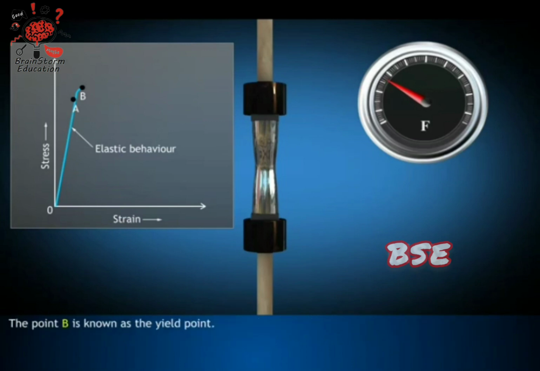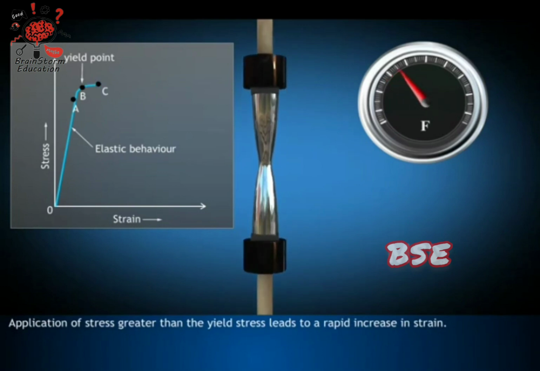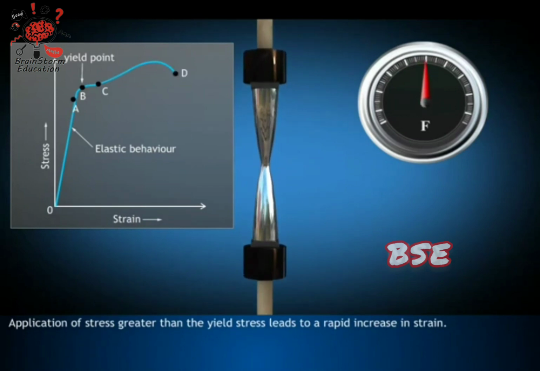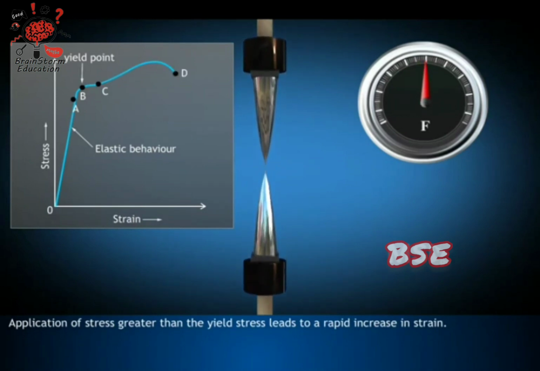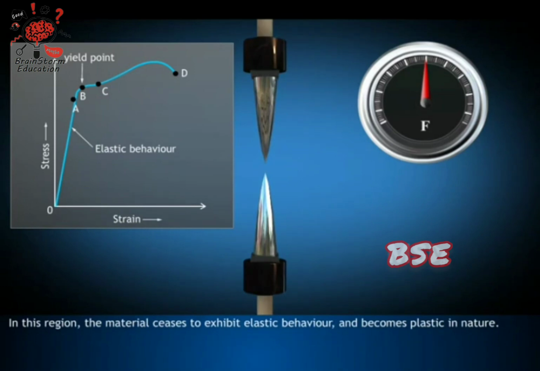The point B is known as the yield point. The stress at point B is known as the yield strength. Application of stress greater than the yield stress leads to a rapid increase in strain. This is shown in the region BD. In this region, the material ceases to exhibit elastic behavior and becomes plastic in nature.